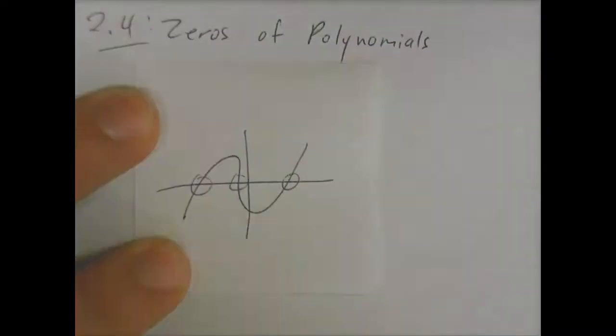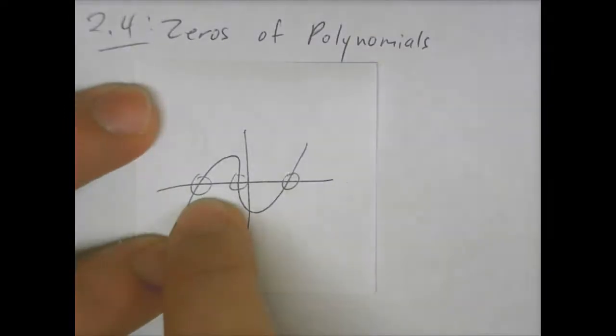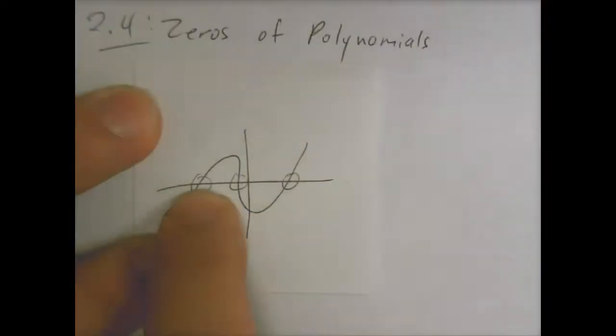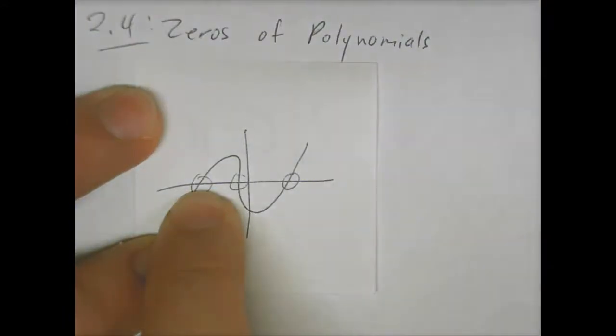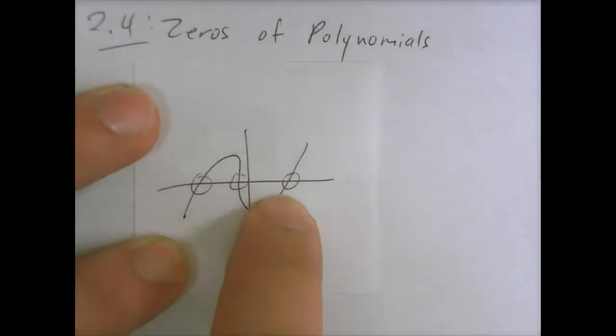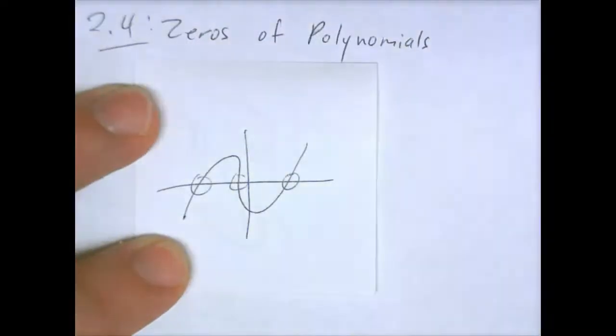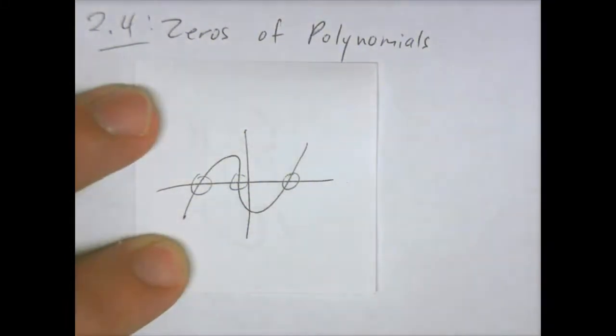Excuse me. Zeros are just wherever you cross your x-axis. They are also called x-intercepts, which are also called roots, or solutions. There's the other word. So there's an x-intercept. There's an x-intercept. There's an x-intercept. So that's pretty much all we're going to be talking about today, referencing them in different ways.